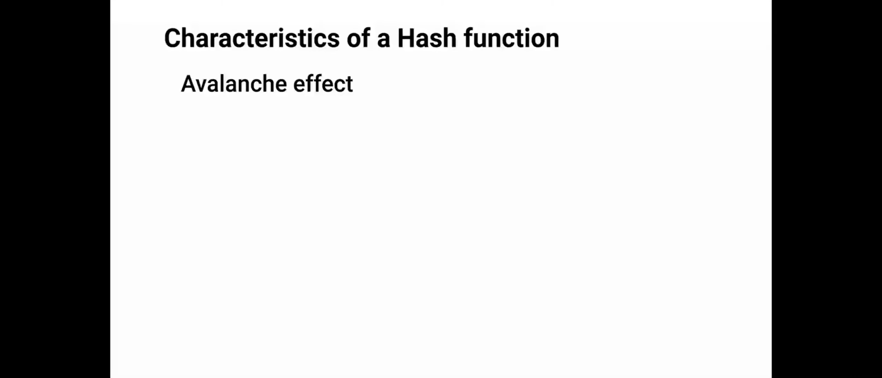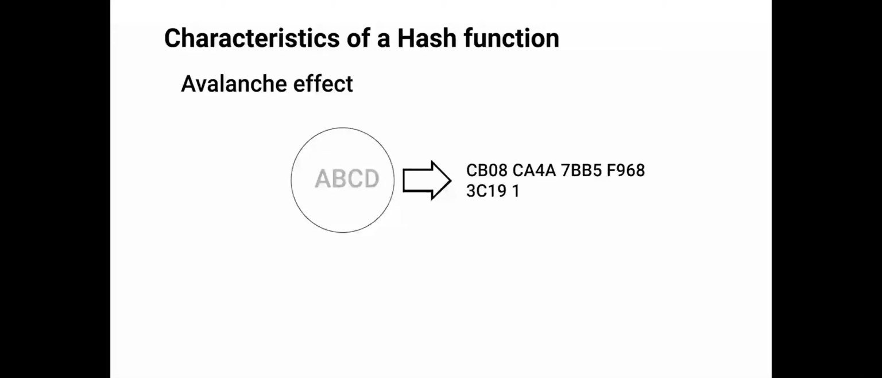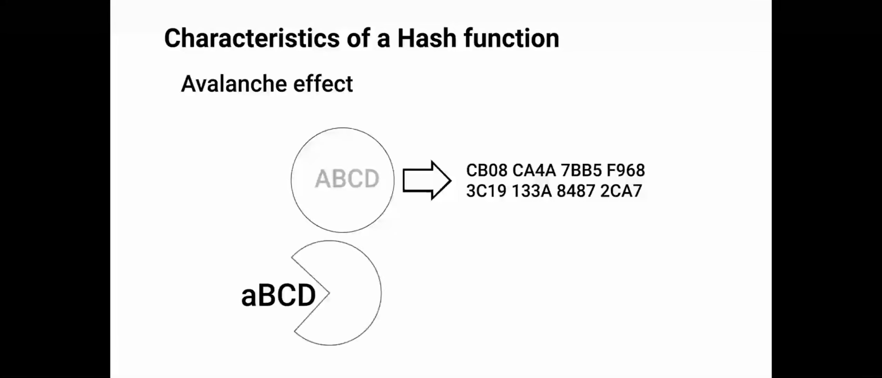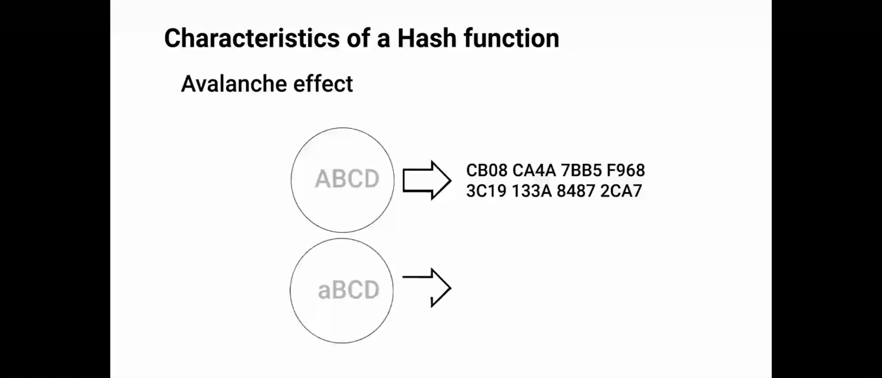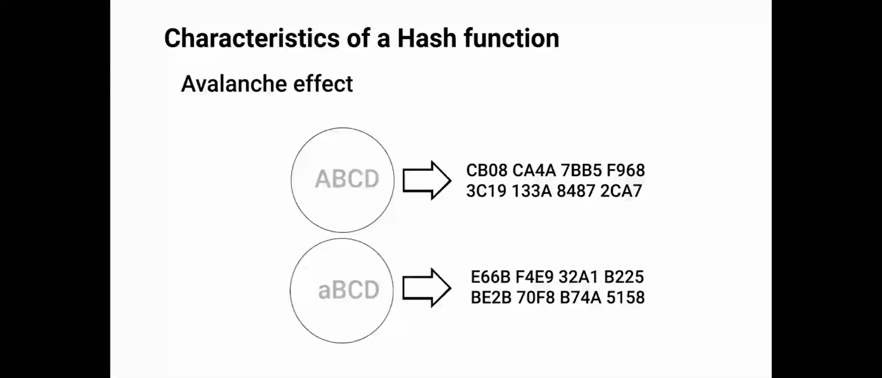Avalanche effect. When the two input values are similar, a hash function must generate significantly different hash values for these two inputs. This improves the security as it makes it very difficult to guess the input data by looking at the hash values.